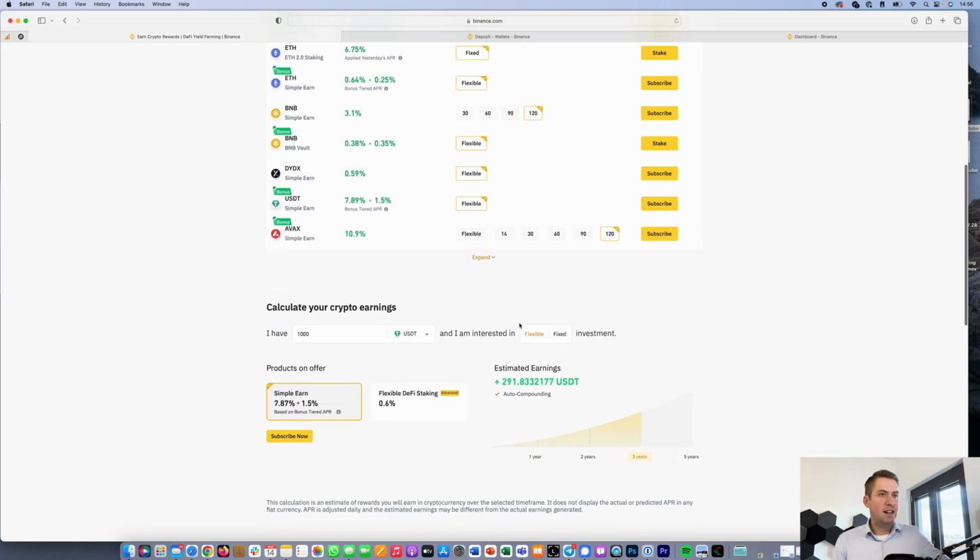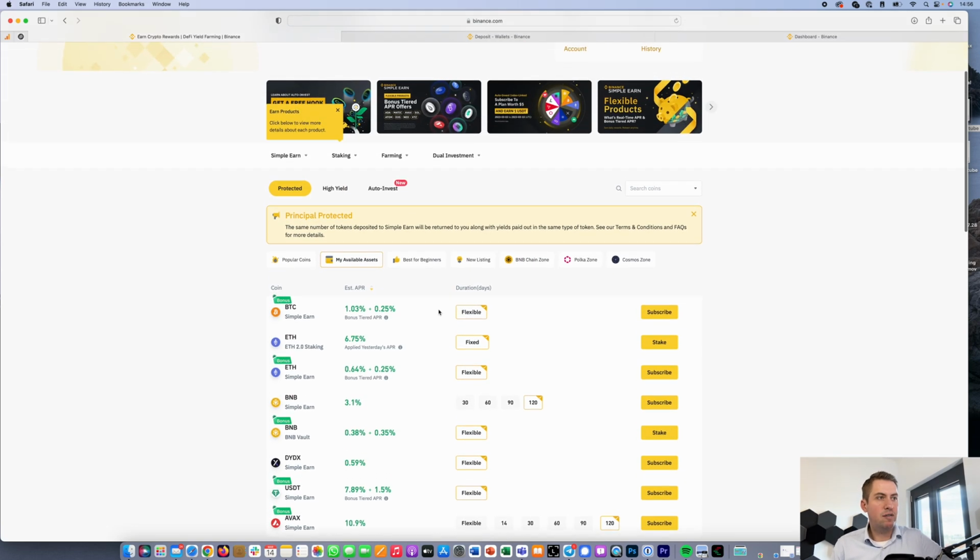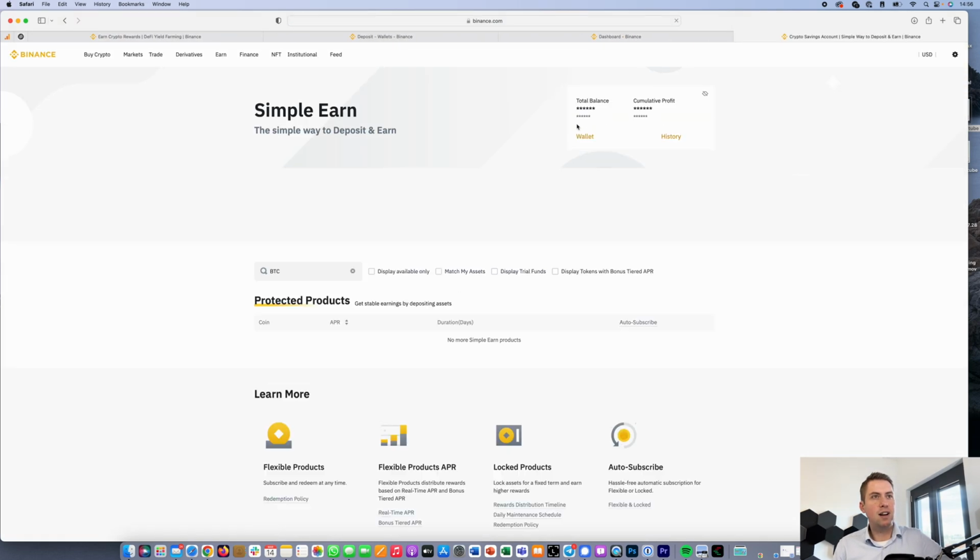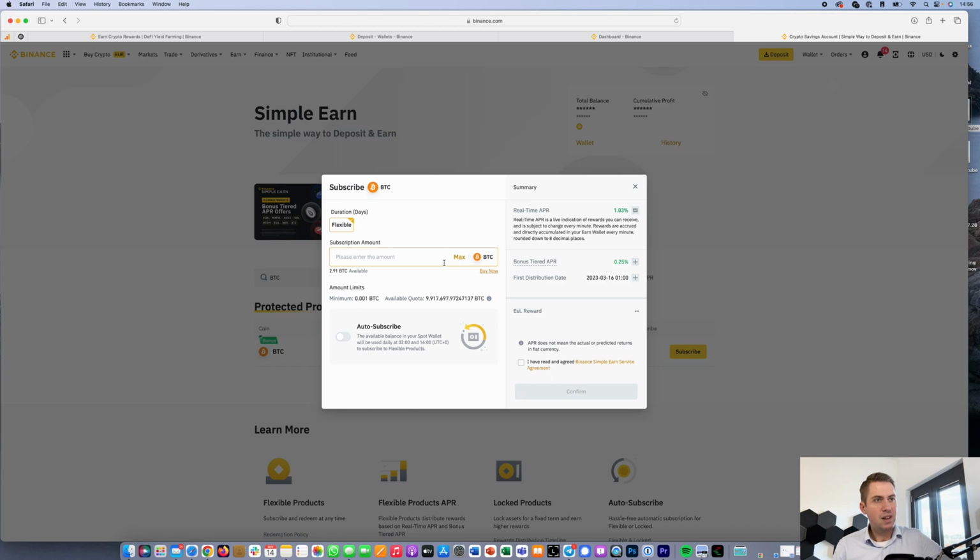So that's basically it in terms of Binance Earn. I can show you how it works. You just click subscribe, specify the amount you want to use, and then you can basically subscribe and get it back anytime you want to.